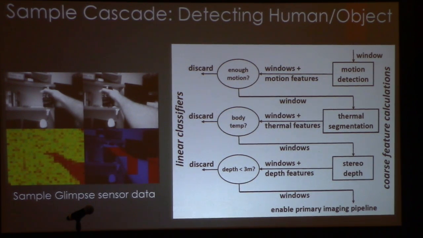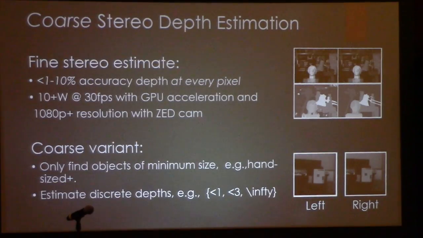So the important question here is how to implement the boxes on the right, the feature calculation libraries. We have developed a lot of coarse algorithms, the details of which are in the paper. Here I'm just going to focus on one of our own algorithms, which is coarse depth calculation.